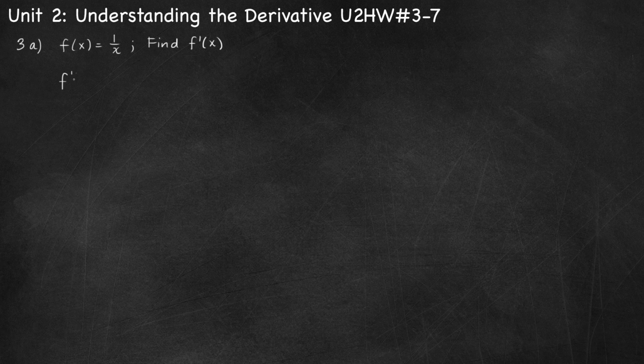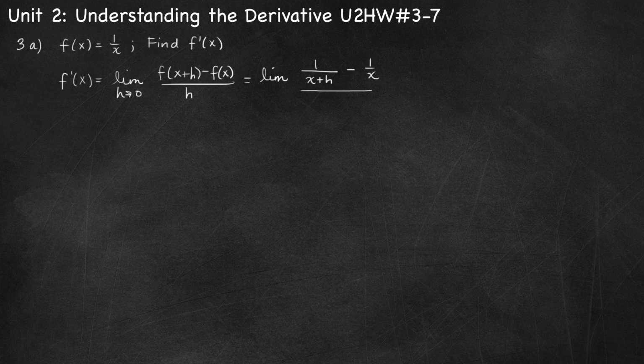So to find f prime of x, we take the limit as h approaches 0 of f of x plus h minus f of x over h. That's going to be the limit of 1 over x plus h minus 1 over x all over h. Now to simplify the complex fraction, I'm going to multiply top and bottom by x times x plus h.